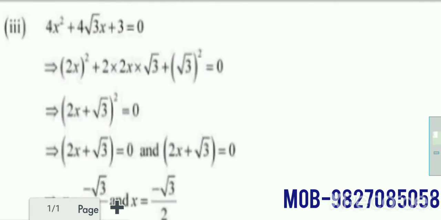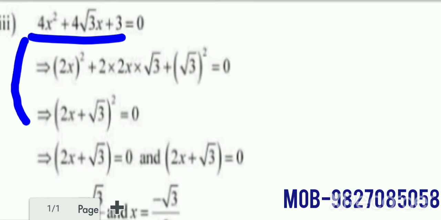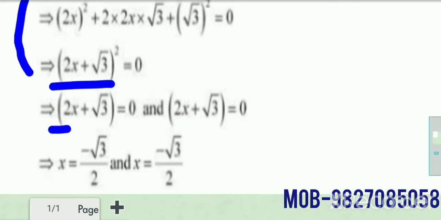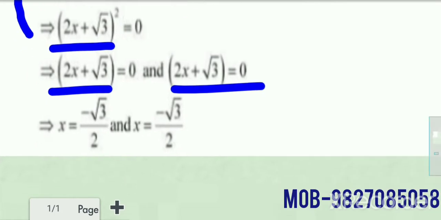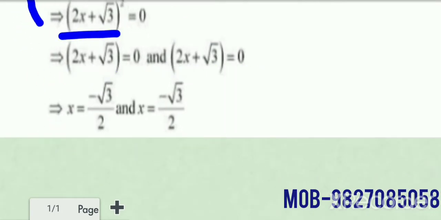Now question number 3, this is also completing a square. It is a value of a square 2x plus root 3, because this is a square plus b square plus 2ab. Now we have to write 2 times and solve for x, so we got the value of x is equal to minus root 3 upon 2 and minus root 3 upon 2 both.